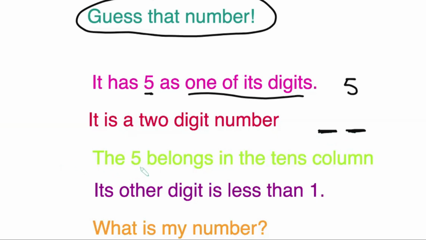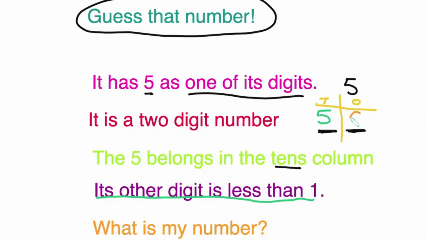Okay. The 5 belongs in the tens column. So if we had tens and ones, and we did a little bit of a grid like this, the 5 belongs in the tens column. Let's put our 5 in that tens column, okay? Its other digit is less than 1. What digit or what number could we put in the ones column that's less than 1?